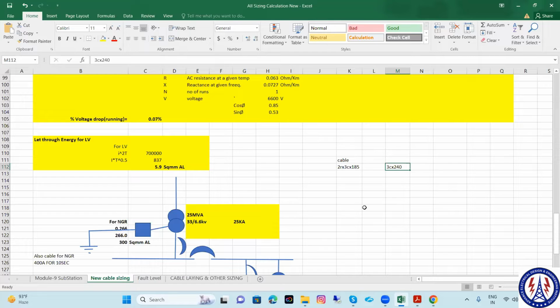If a different size is there, is there any technical issue? Okay, that's the query I got. The cables laid for the two runs are two different sizes. In that case, your current carrying capacity will be as per the cross section only. Yes. Okay.